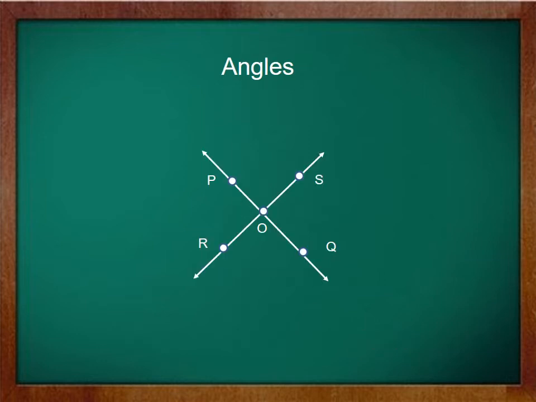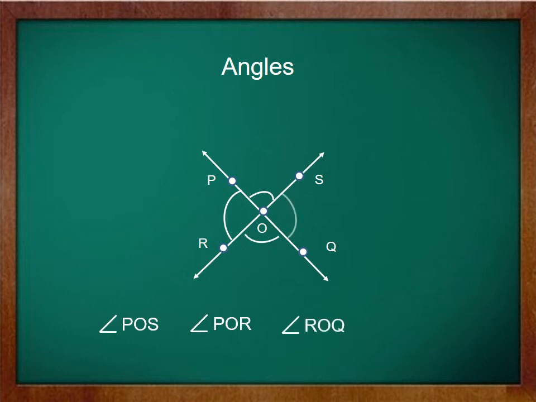In this figure, lines PO and OS intersect at O to form an angle POS. And lines PO and OR intersect at O to form an angle POR. And lines OR and OQ intersect at O to form an angle ROQ. And lines OS and OQ intersect at O to form an angle OQS.